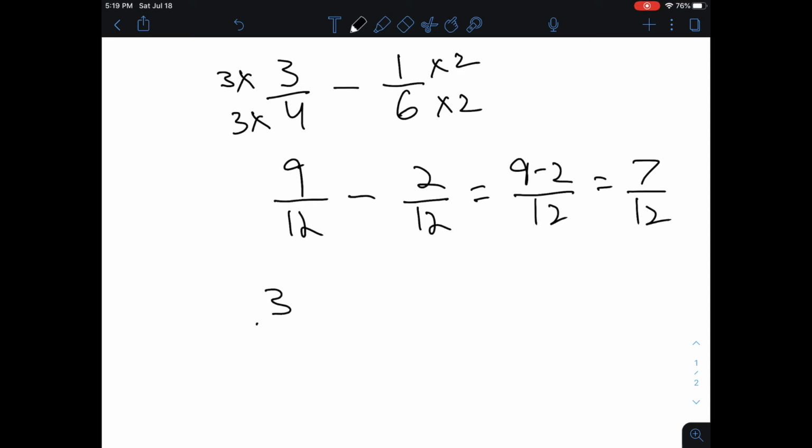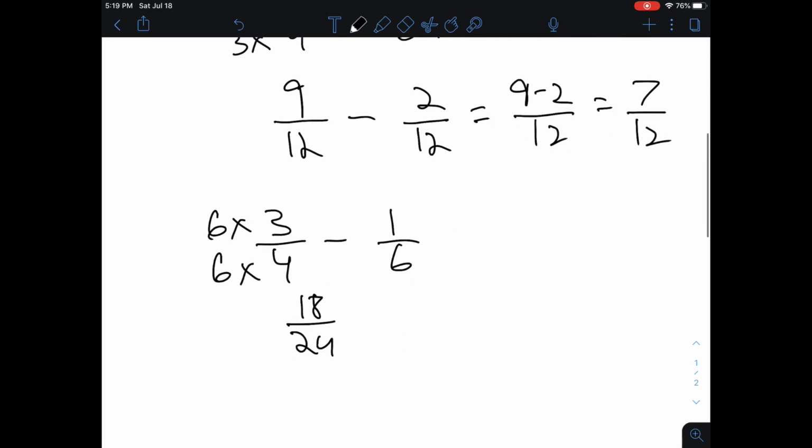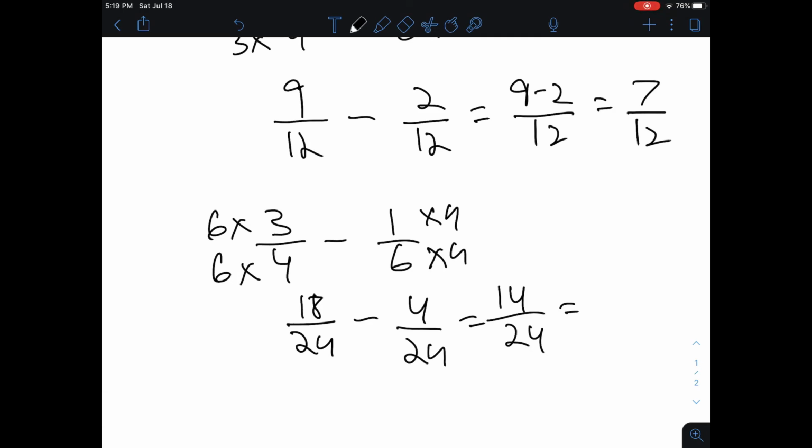So let's just have the same problem, 3/4 minus 1/6. We'll do 6 times 4, 6 times 3, we'll get 18/24, 6 times 4, 1 times 4, and sorry about that. It'll be 18/24 minus 4/24, which will give us 14/24, which will give us 7/12.